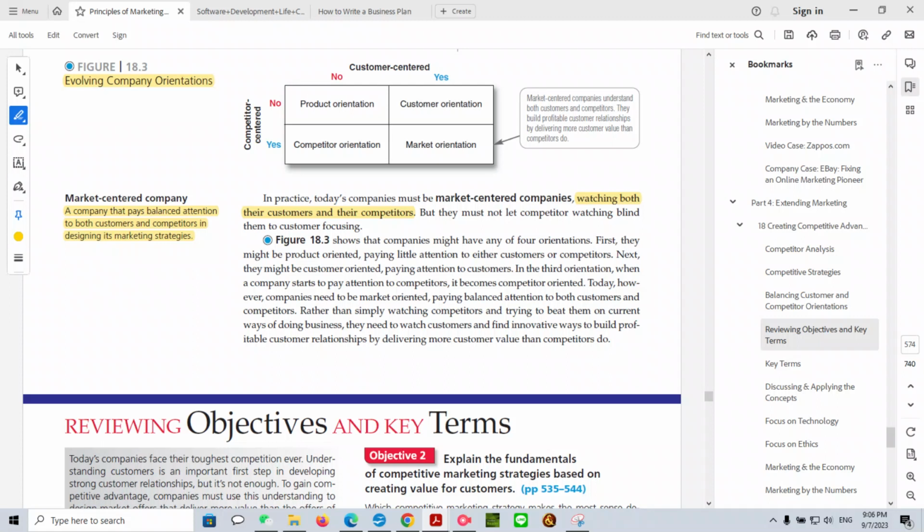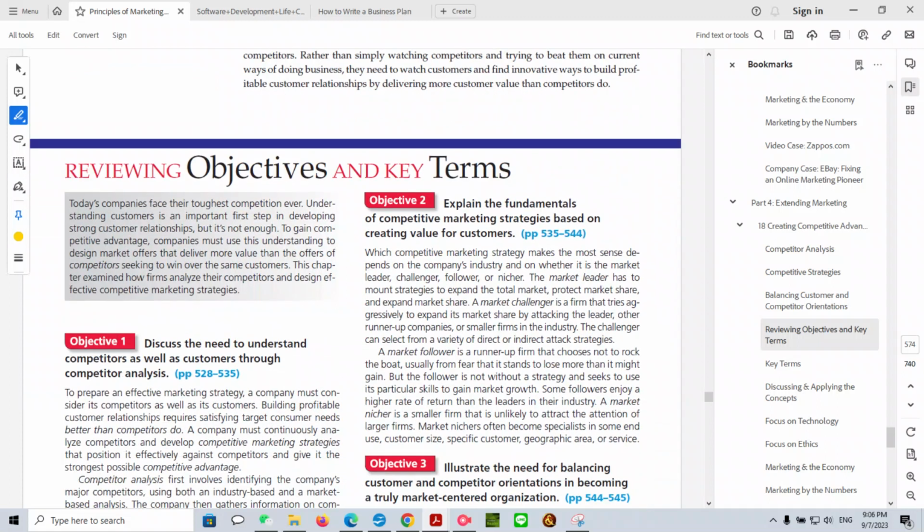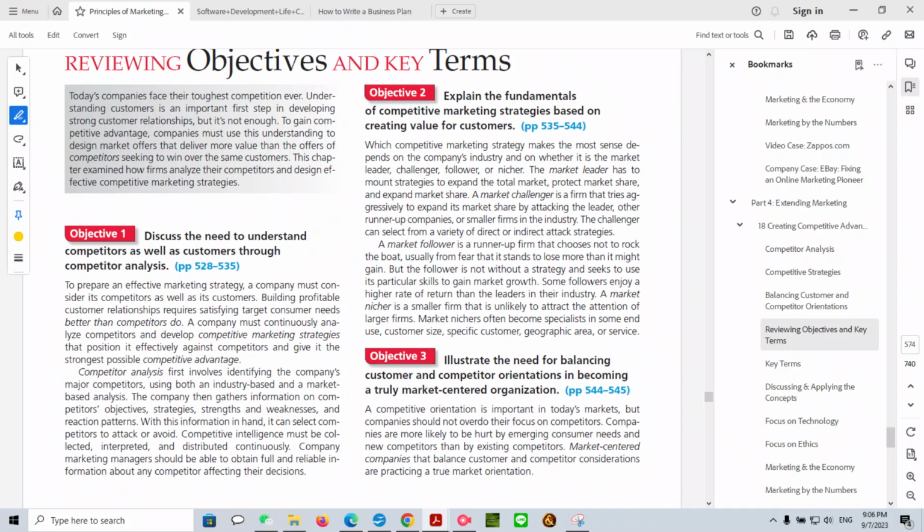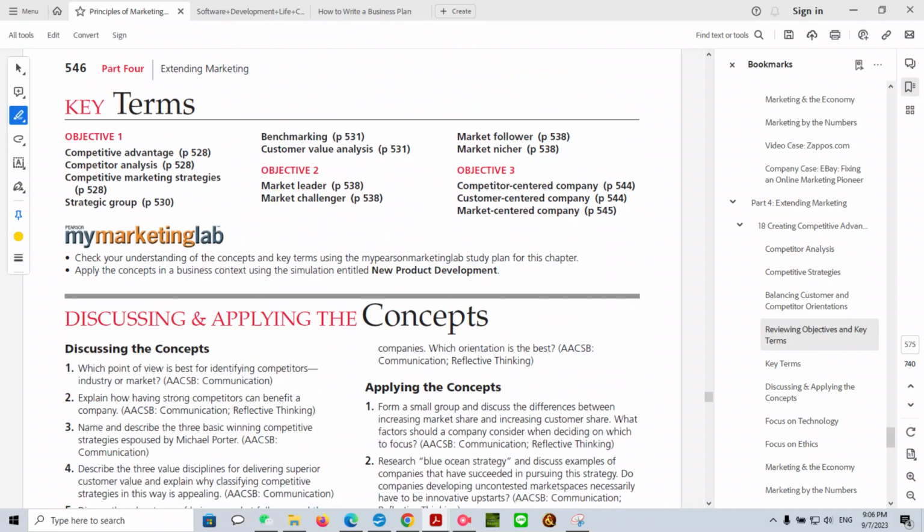Okay, now, here's a quick review just to make sure you understood everything from the chapter. Objective 1, we should be able to discuss the need to understand competitors as well as customers through competitor analysis. For Objective 2, we should be able to explain the fundamentals of competitive marketing strategies based upon creating value for customers. For Objective 3, we should be able to illustrate the need for balancing customer and competitor orientations, becoming a truly market-centered organization. Those are our 3 objectives.